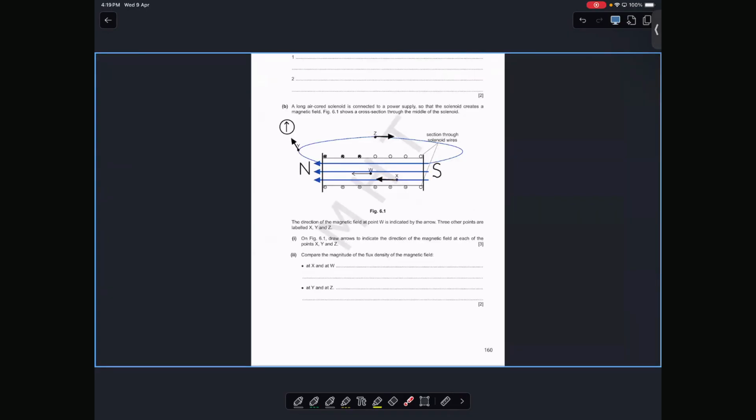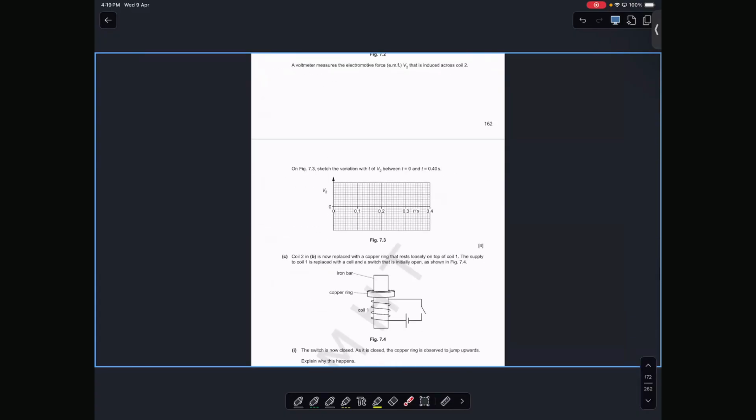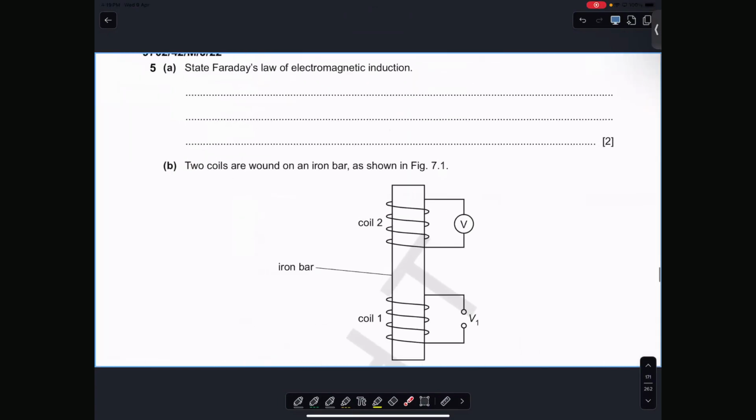Okay, which one? Next. 5B. Oh yes, I really hope this comes in the exam, okay? Because this is one of those questions that gives 4 marks for just drawing 3 lines. That's much better than writing a 100-word essay.